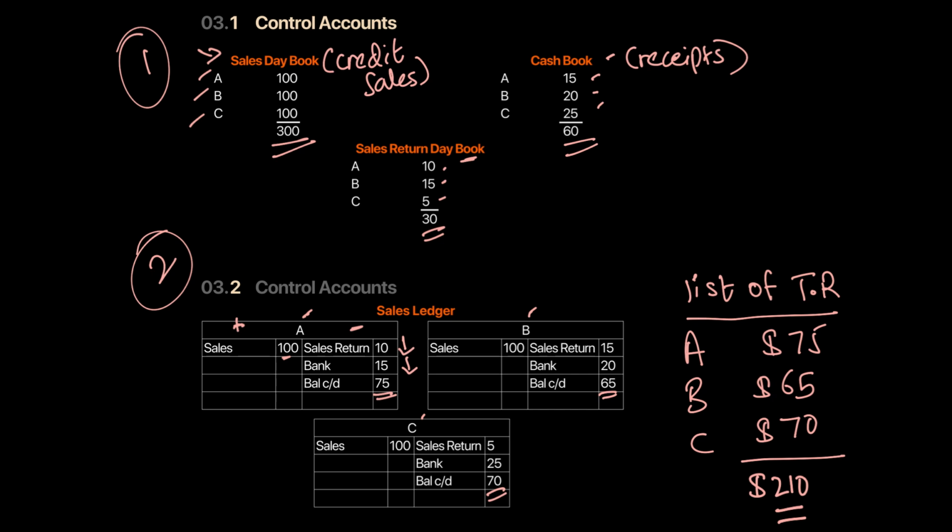So our job of drawing a control account over here is to verify this number, that is, whether this number is correct or not. And to verify it, we will not use information from the ledger, we'll use information from the day books. So I can say that, for example, 300 is my total sale. I'll take my total sale figure from here. Total sales return is 30. I'll take this figure.